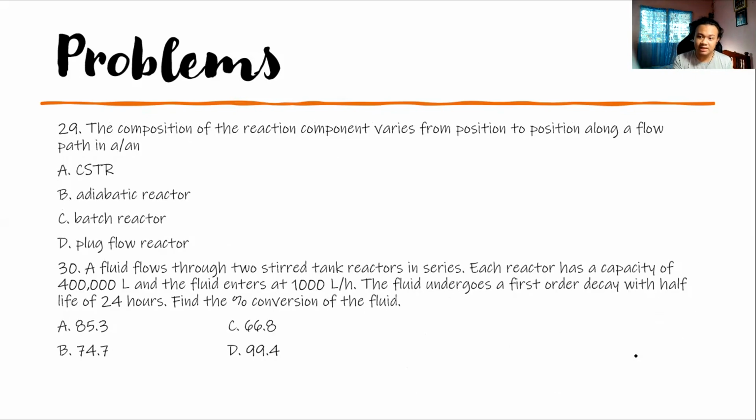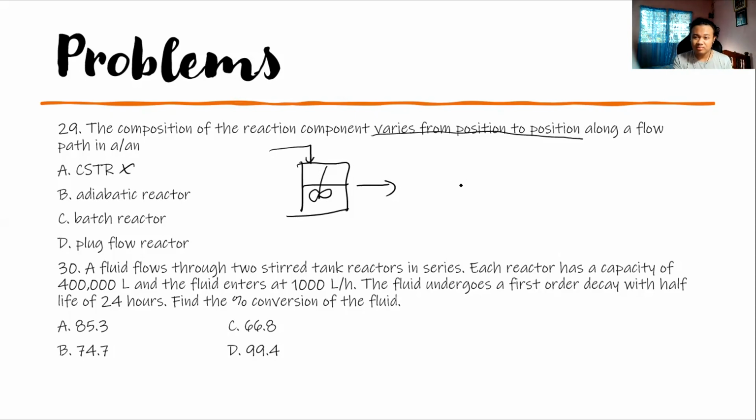Last two numbers for this video. The composition of the reaction components varies from position to position along a flow path in a, or an, CSTR. So let's draw this one. CSTR. It's well mixed, so the composition does not vary from position to position. Adiabatic reactor does not say what type of reactor it is, whether CSTR or PFR.